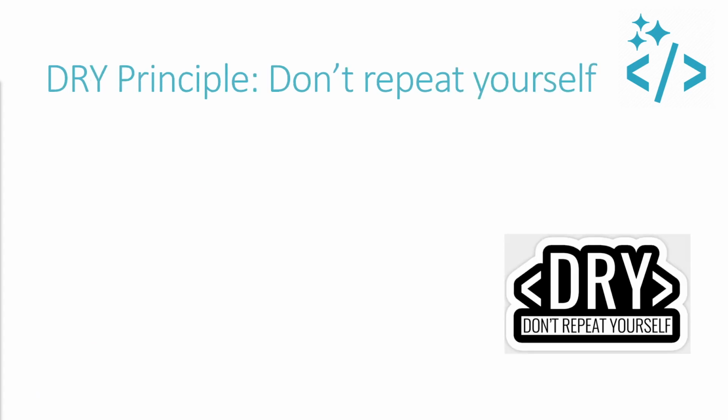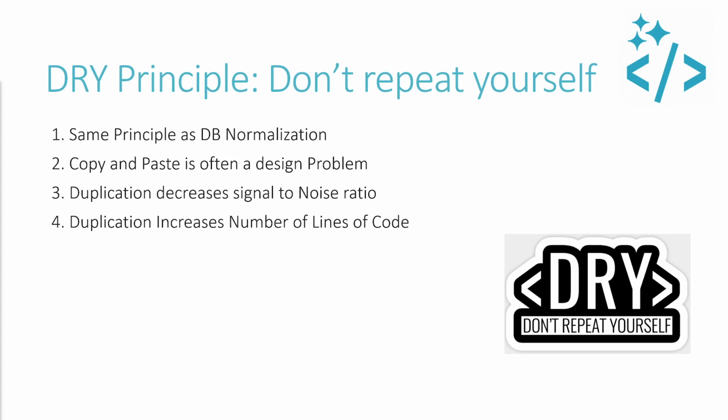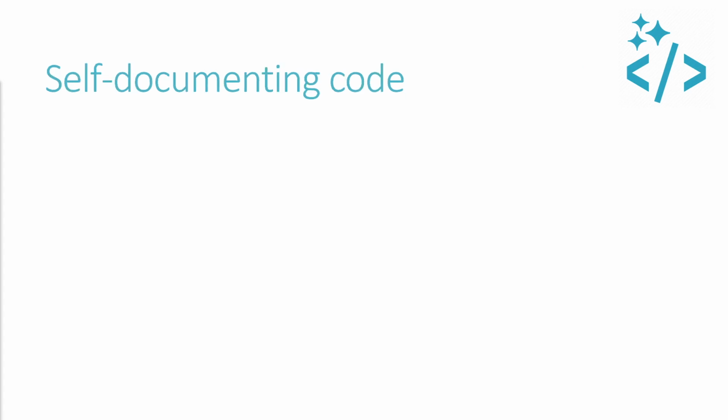We have the don't repeat yourself principle. It's like database normalization: we have the first, second and third normal forms, to not repeat the same records in different places. In code, if you do copy and paste, this is basically a design problem. The duplication decreases the signal to noise ratio and also increases the lines of code. Increasing lines of code makes the code harder to read, and it creates a maintenance problem.